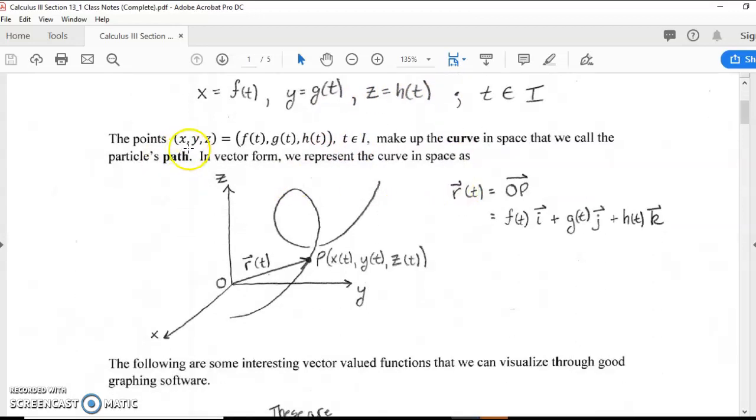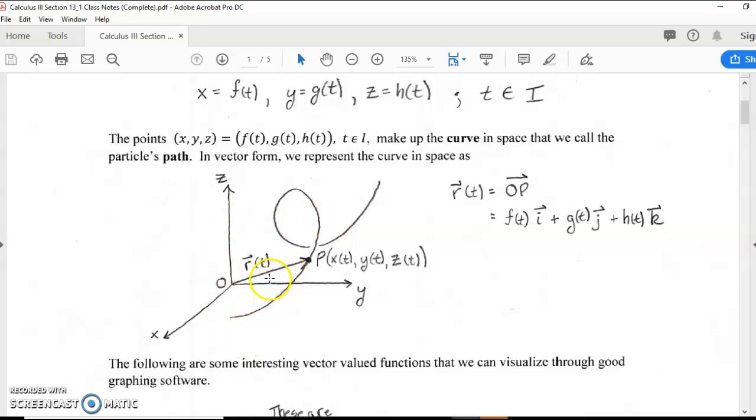So the points x, y, z, which are f of t, g of t, h of t, where t is in that time interval that we're interested in, make up the entire curve. And we call this curve the particle's path. So you can imagine there's the particle at time t, which has the coordinates x of t, y of t, and z of t. And then this is kind of the overall curve that this particle is traveling. And I drew this because I'm just trying to show that this part goes behind that one in front of us. Remember, we're trying to draw in 2 dimensions what a 3-dimensional path would look like.